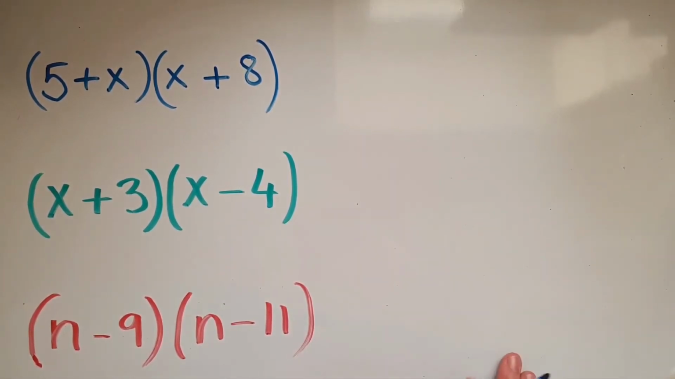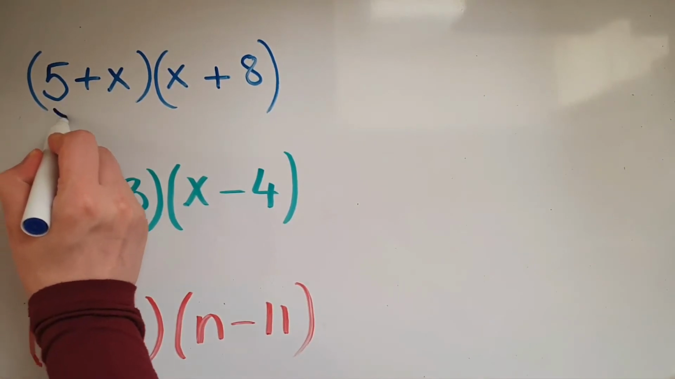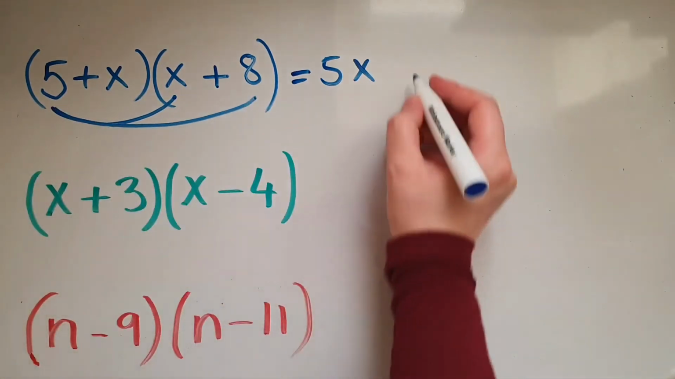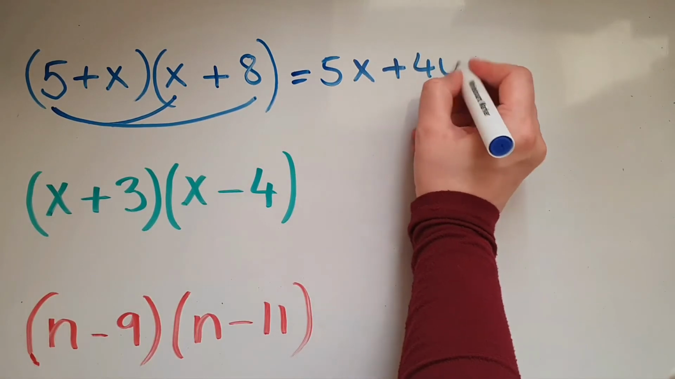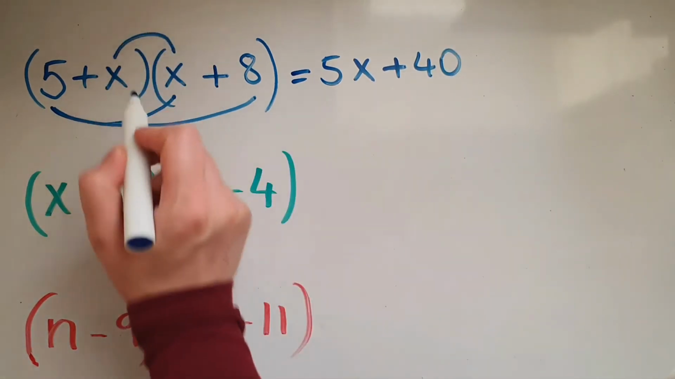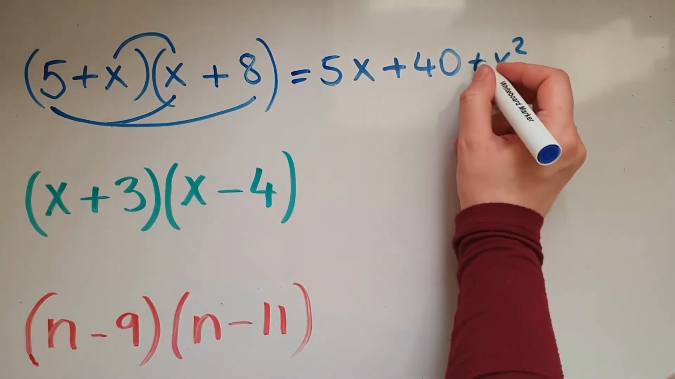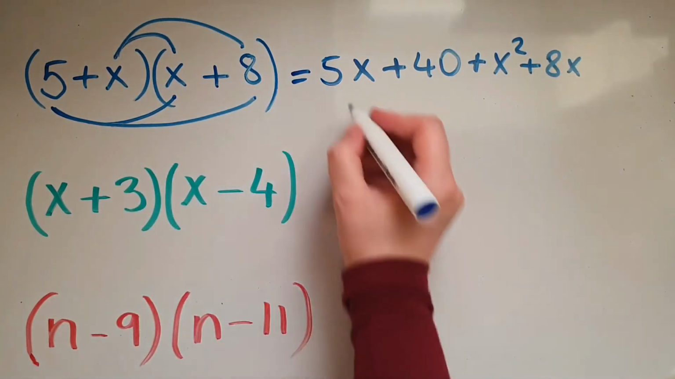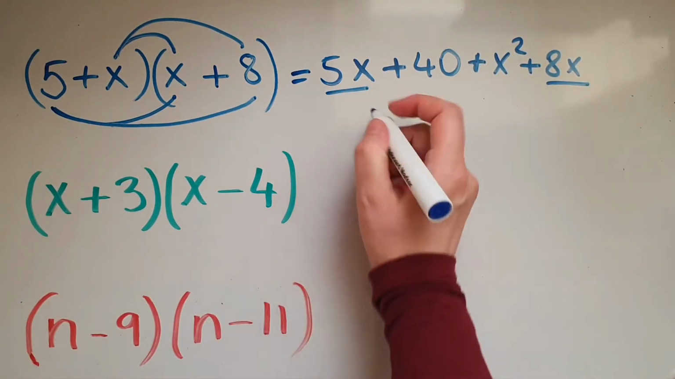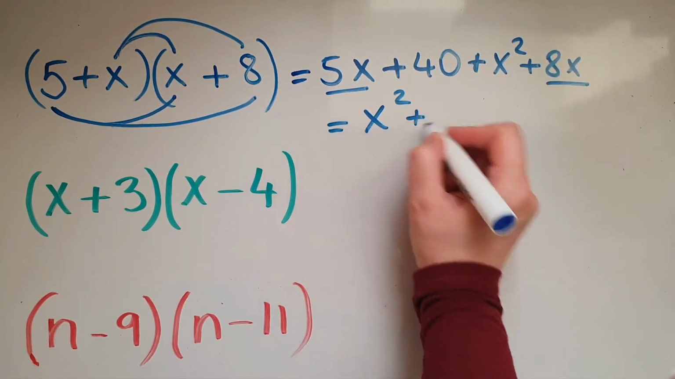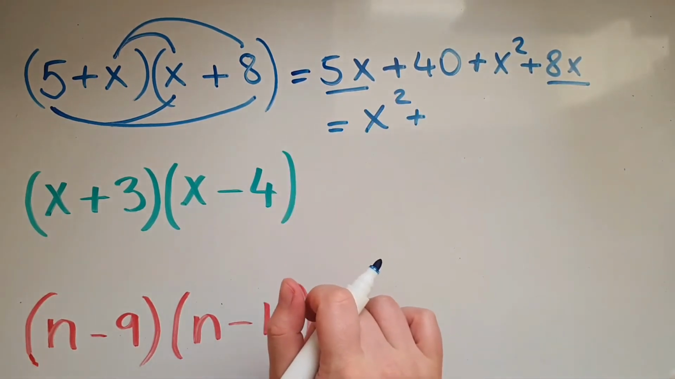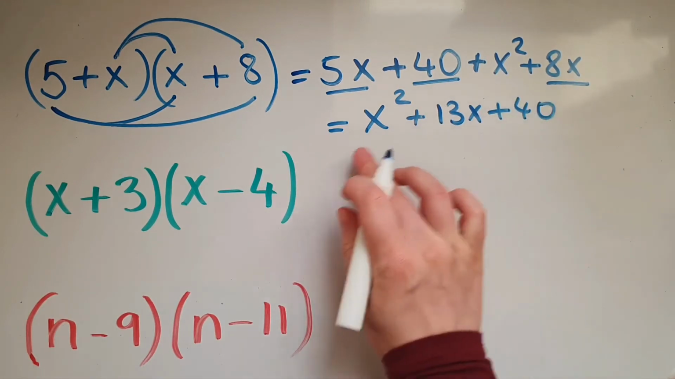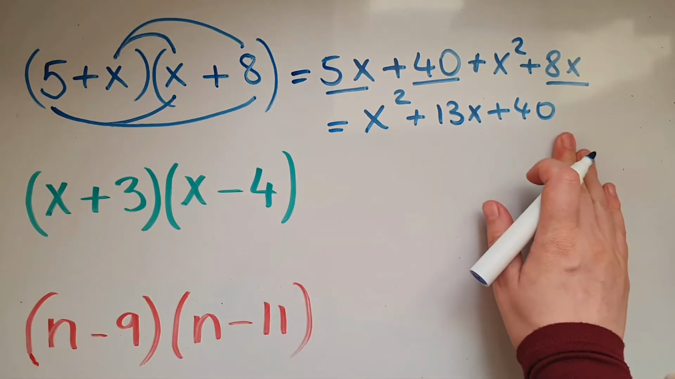Looking at a few more examples. So we'll take 5 first and multiply it by x, which gives us 5x, and then 5 times 8, which is 40. Now looking at the next term, x times x gives us x squared, and x times 8 gives us 8x. Collecting the like terms, we put x squared first, plus the x's, so 5x and 8x gives us 13x plus 40 in this order. We call this a quadratic expression.